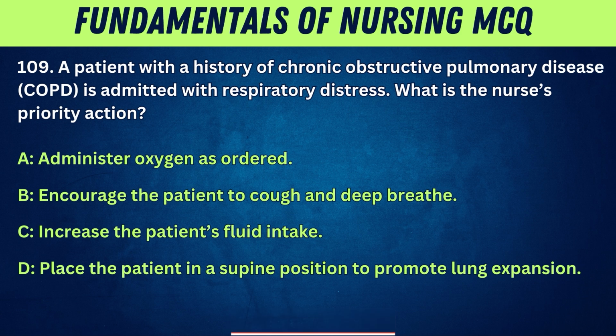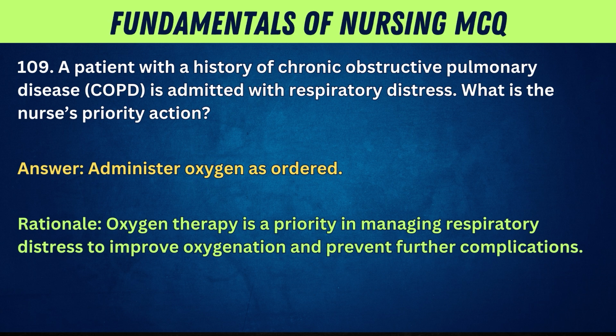What is the nurse's priority action? A. Administer oxygen as ordered. B. Encourage the patient to cough and deep breathe. C. Increase the patient's fluid intake. D. Place the patient in a supine position to promote lung expansion. Answer: administer oxygen as ordered. Rationale: oxygen therapy is a priority in managing respiratory distress to improve oxygenation and prevent further complications.